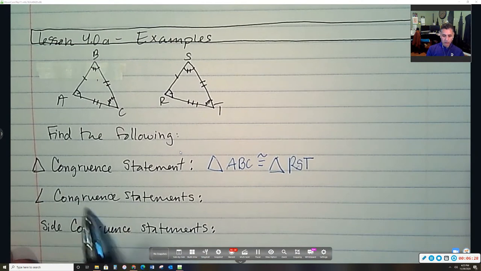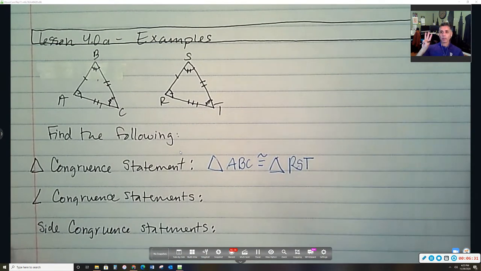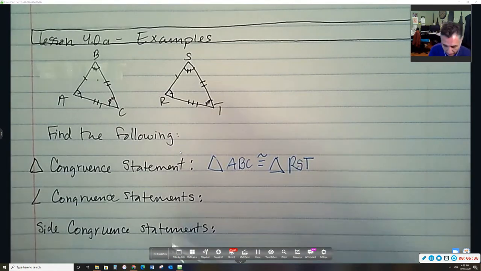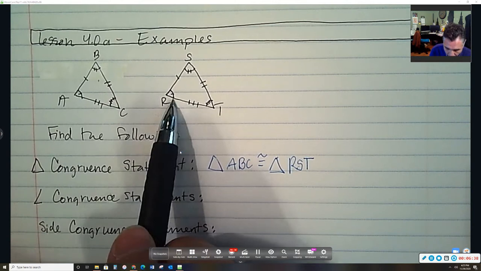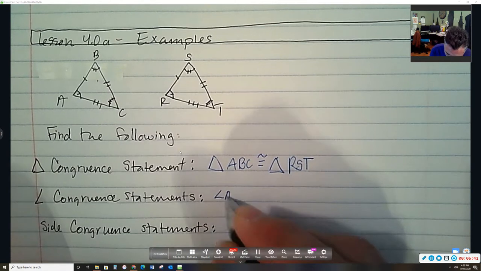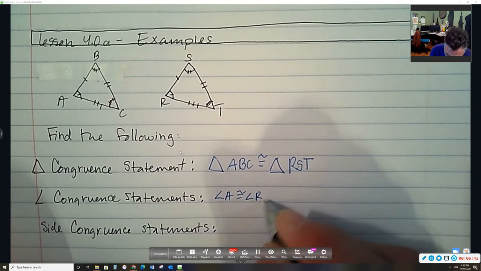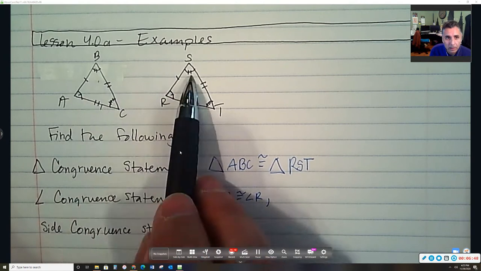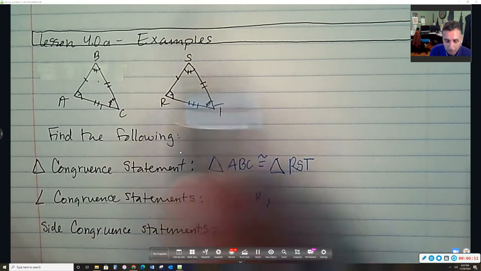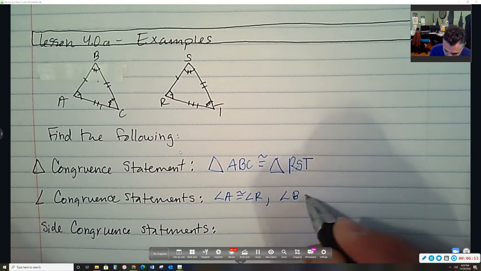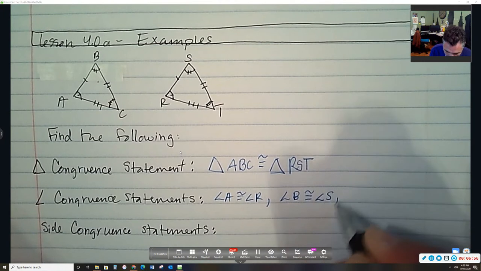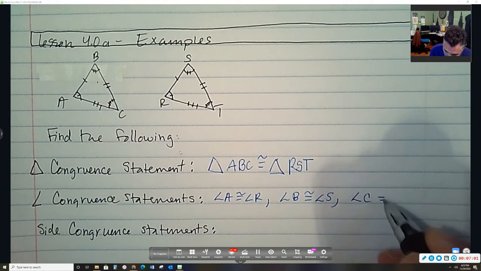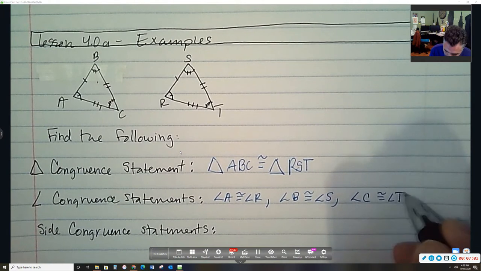And then angle congruent statements. So here I'm going to write what 3 pairs of angles are congruent. Okay, first angle A is congruent to angle R. And then angle B is congruent to angle S. And I know that based on the marks. This one has 2 marks, this one has 2 marks. Angle B is congruent to angle S. And then the last angle is C and T. Angle C is congruent to angle T.